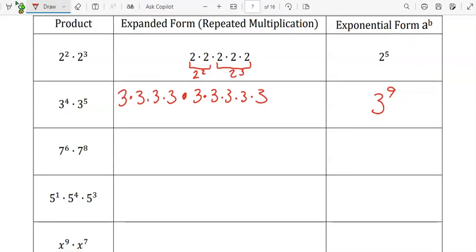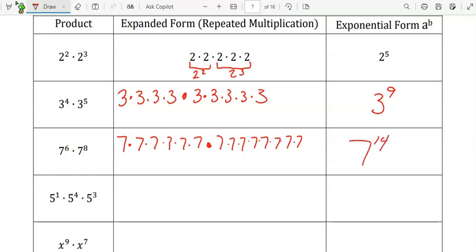We'll do something similar for the next one. Write six 7's, and then eight 7's. Then we have 7 to the 14th power.